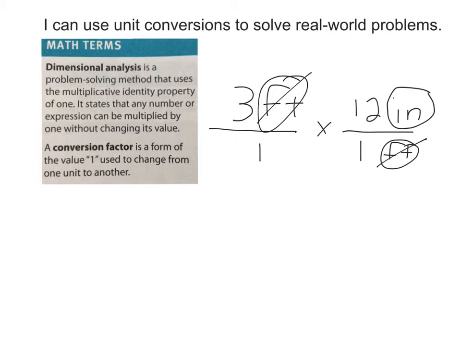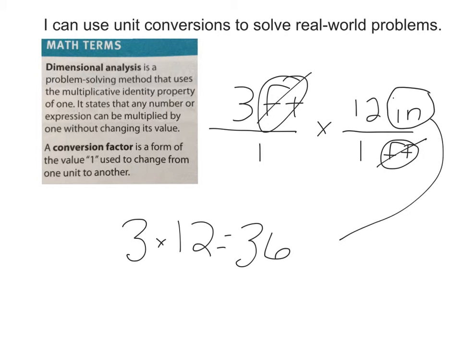So now I have to actually do the multiplication. I have 3 feet times 12 inches. I know that 1 times 1 is simply 1, so whatever my operation here of 3 times 12 is going to leave me with a whole number. So 3 times 12 results in 36. My other units canceled out. Feet and feet canceled, so I'm left with only inches.